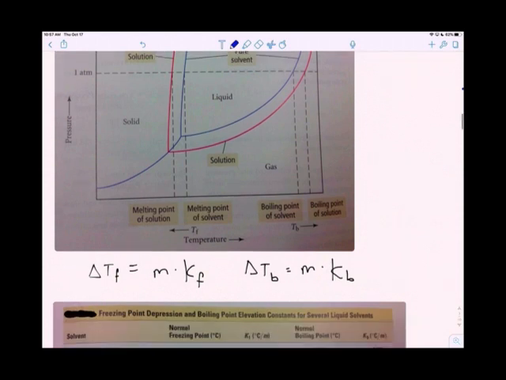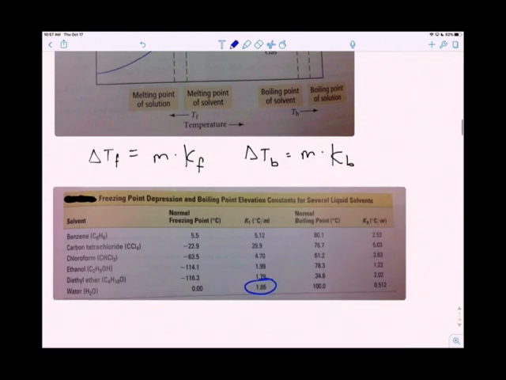So it's the same thing. We have the change in freezing point is the molality, so remember, moles per kilogram, times the Kf, the freezing point depression constant. And then you have the Kb, that's the boiling point elevation constant.